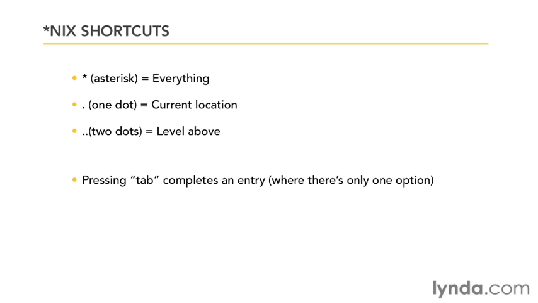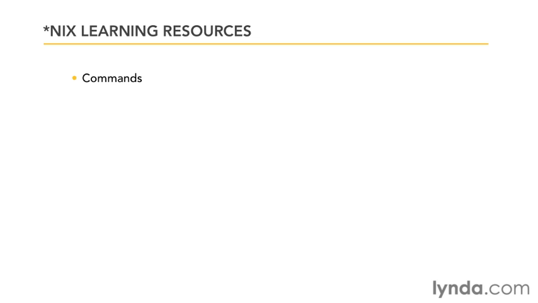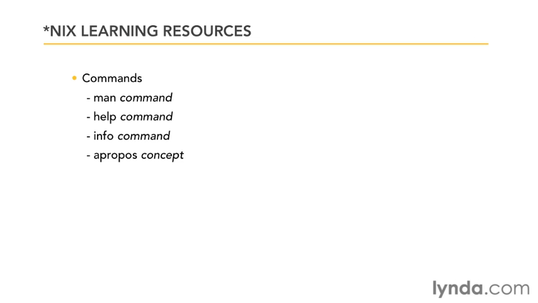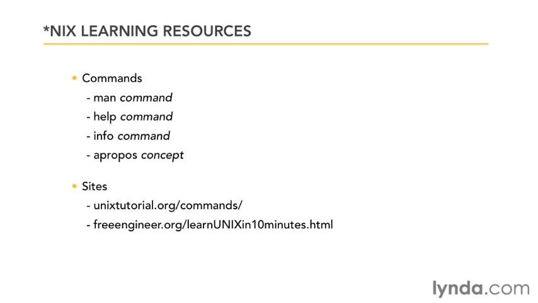Finally, I want to mention a few learning resources if you want to go further with Unix or Linux. First, you can find information about a specific command by typing either man, help, or info, and then the command itself. That varies from system to system, so if one of them doesn't work, try the others. And if you're not sure what the command should be, type apropos and then the concept. For example, apropos file or apropos permissions. Then here are two sites that'll help you if you just want to read up some more on Unix and Linux.